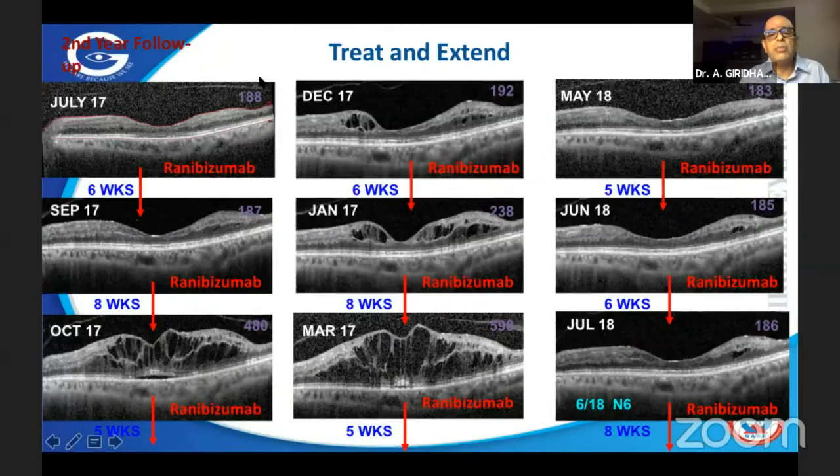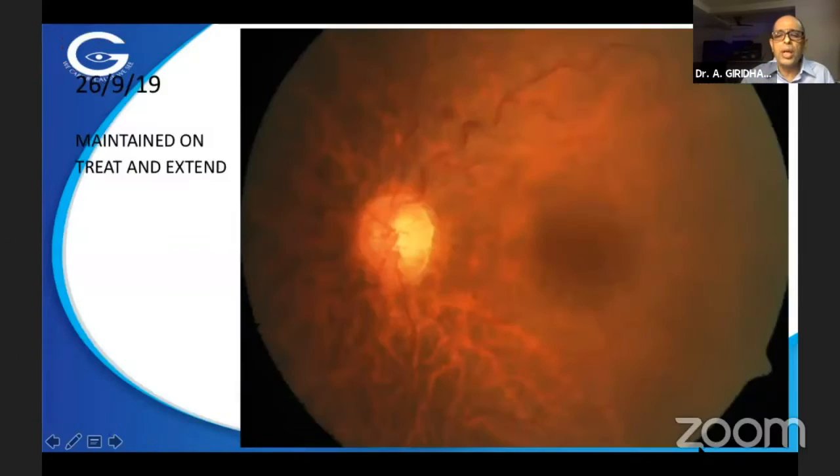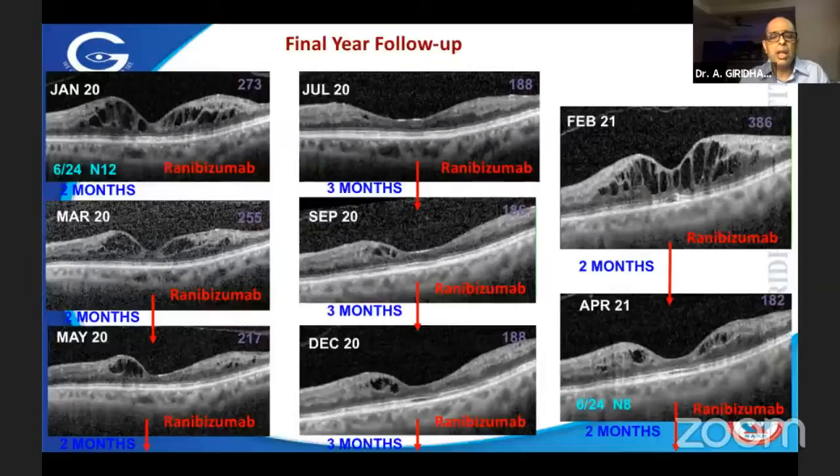At this moment of time, I shifted the patient to a treat and extend regimen because of the frequent need for intravitreal ranibizumab. And this is very important because frequent increase in the retinal thickness slowly results in damage to the outer layers of the retina and affects the final visual outcome. So with a treat and extend regimen, I could stretch her maximum to about 8 weeks, and she is still under my follow-up.